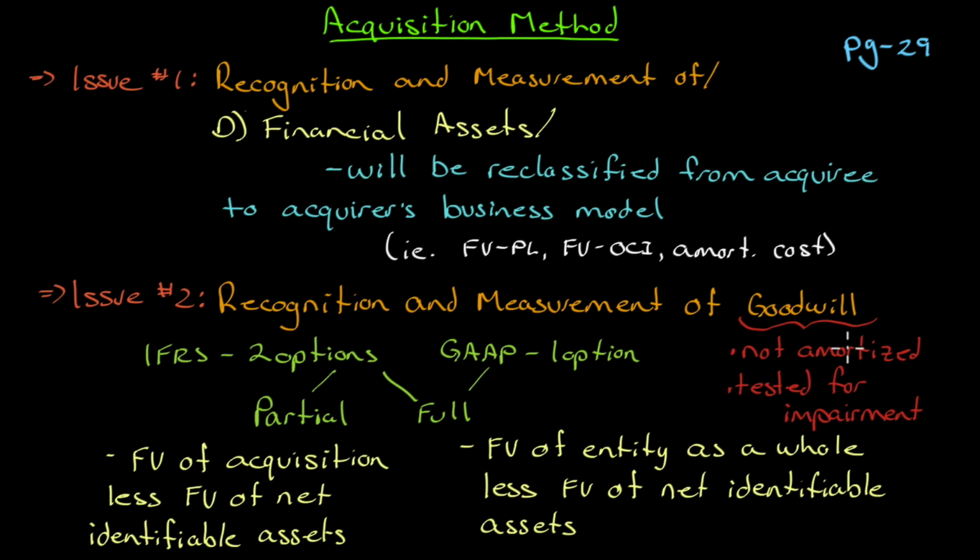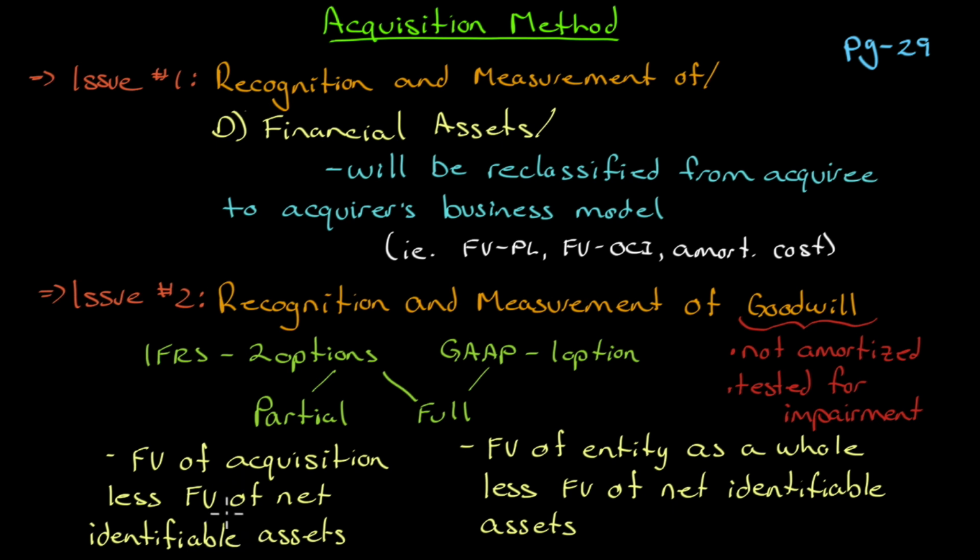IFRS has 2 options. It has partial and full goodwill. I actually like the partial better than the full, and when we get to the examples, I'll point out why I like the partial better. But it has partial and full. GAAP has only one option, full. For partial goodwill, the fair value of the acquisition less the fair value of the net identifiable assets.